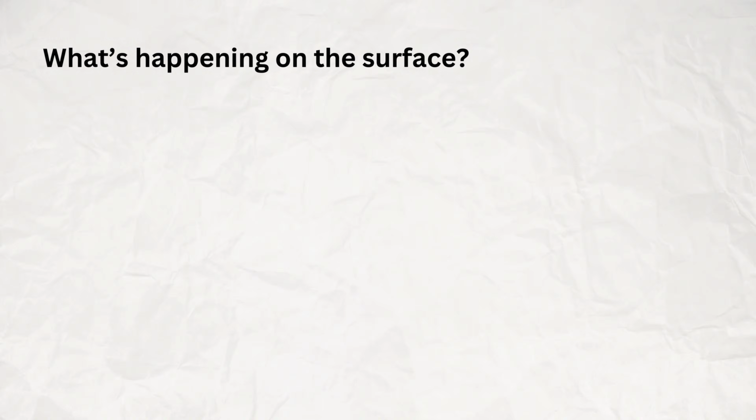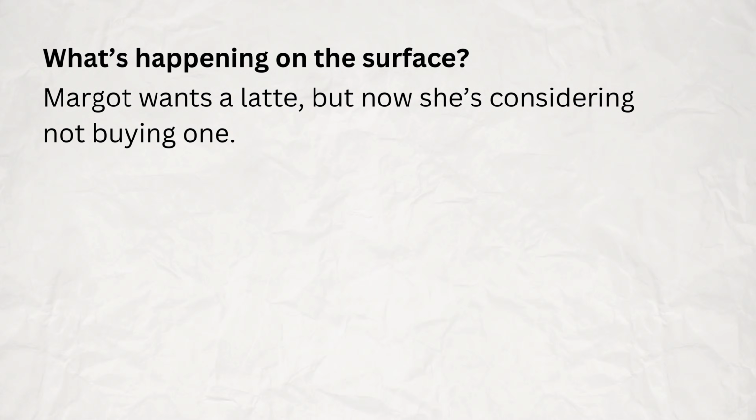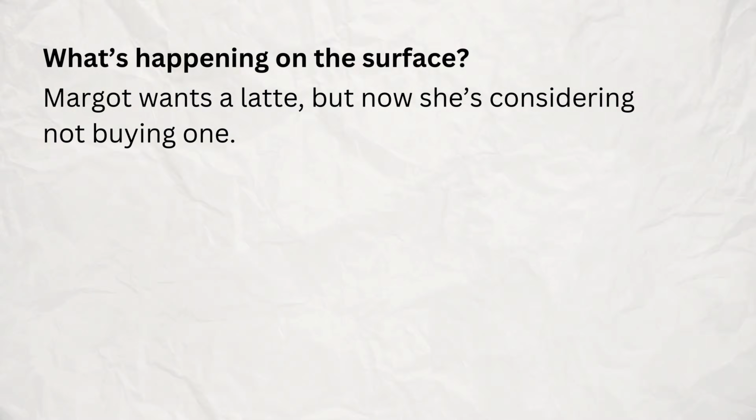So you can clearly see the distinction between internal conflict and external conflict here. What's happening on the surface? Margot wants a latte, but now she's considering not buying one. Pretty boring conflict, right? Pretty low stakes. If that was all it was, we wouldn't care. We would be bored. We would not be emotionally invested in watching Margot debate standing in line or leaving Starbucks.